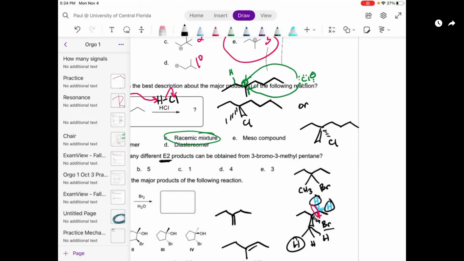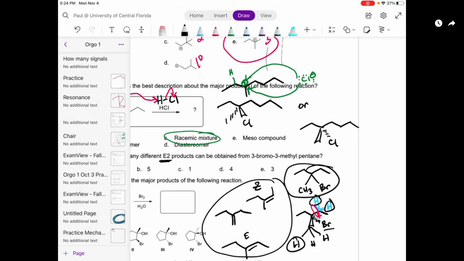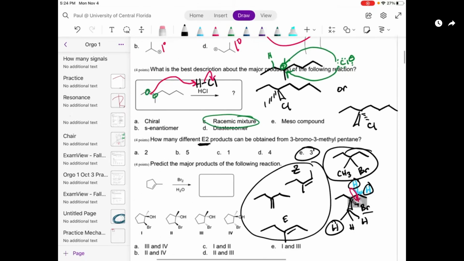Look like this. We could have the cis right there. And then we could, well, not cis, we would actually call that an E. And then you could also have this one, like that. And that would be the Z. So those are the three possible products that you would get for doing an E2 mechanism on that starting material right there. So the answer would be E for 3.